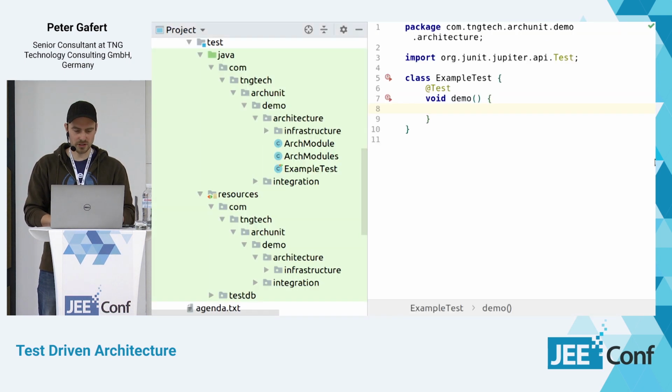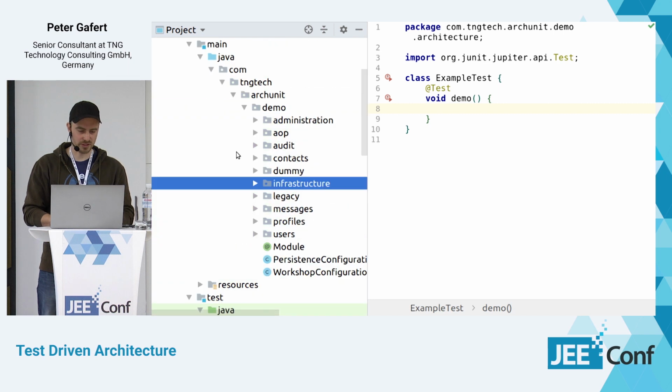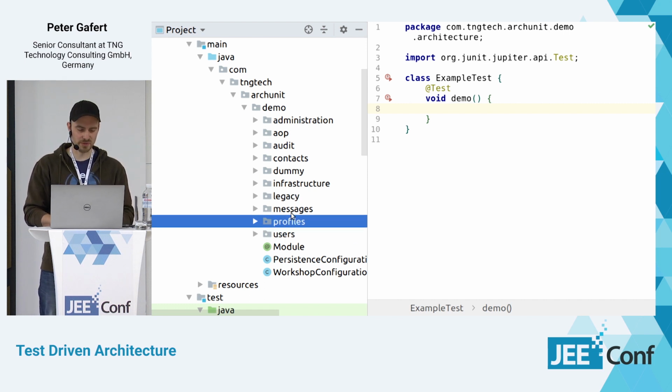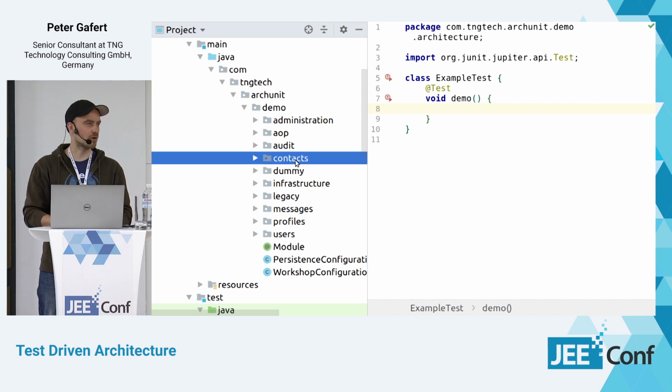I have a simple example project that I always use, an old Spring workshop. It's some sort of instant messaging thing, only the backend, where users with profiles can send messages to their contacts, and there are a couple of other subdomains just to show Spring features.